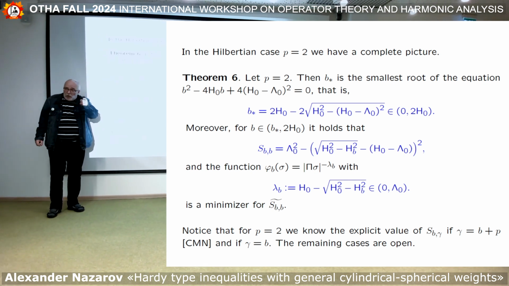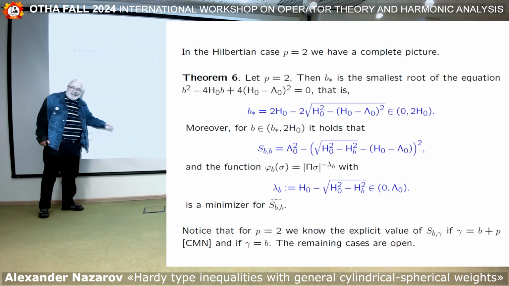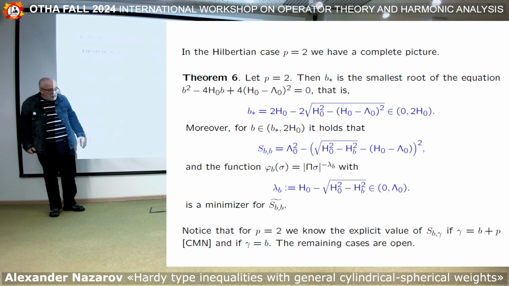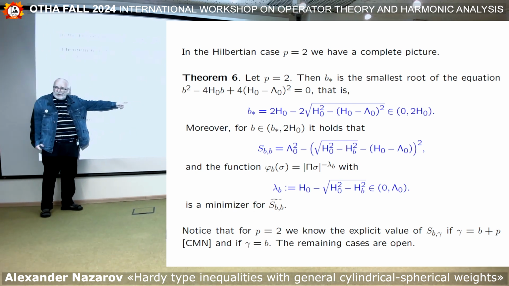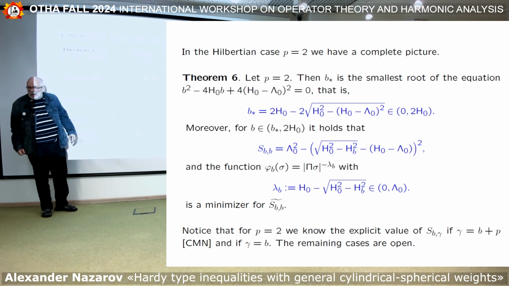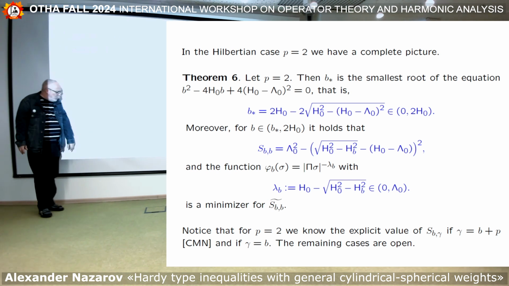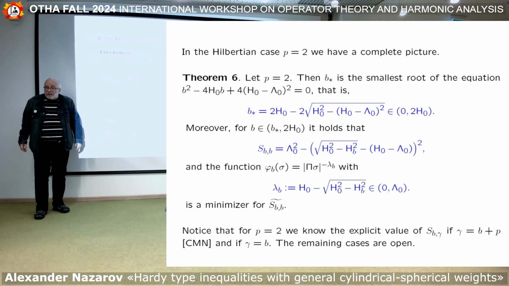And we know that in this case, S tilde is achieved to the right of B star. And in fact, it is achieved by this function, cosine in some negative power. And here is this explicit power. And that's all.